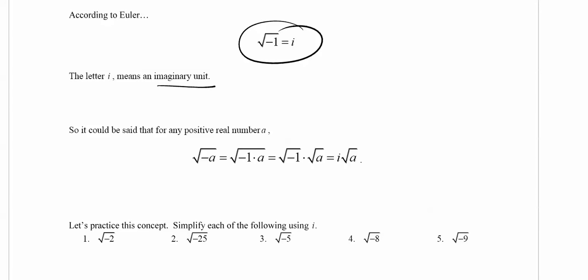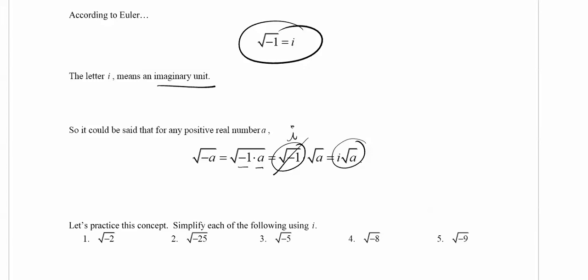Then we talked about what happens if we put another value there. Let's say I have the square root of -a. I can separate that into the square root of -1 times a, which is equal to the square root of -1 times the square root of a. Since the square root of -1 becomes i, that gives me i times the square root of a.